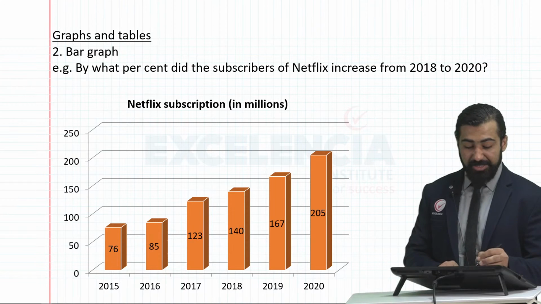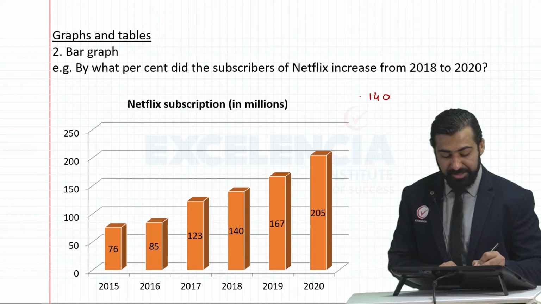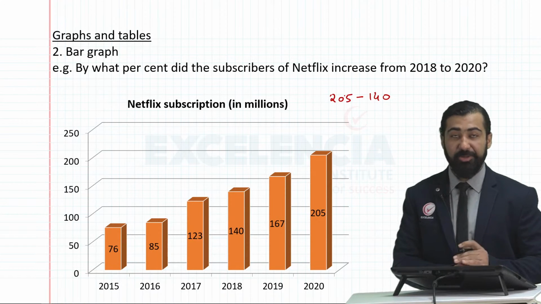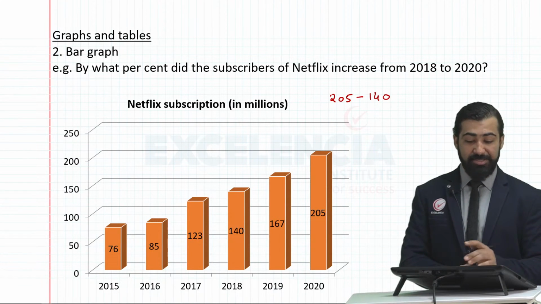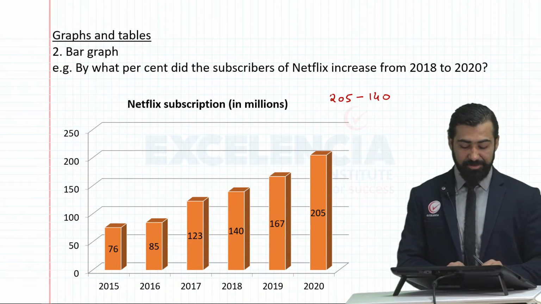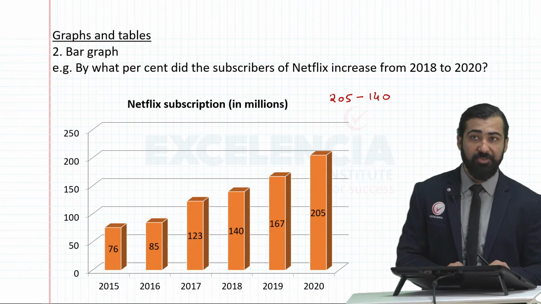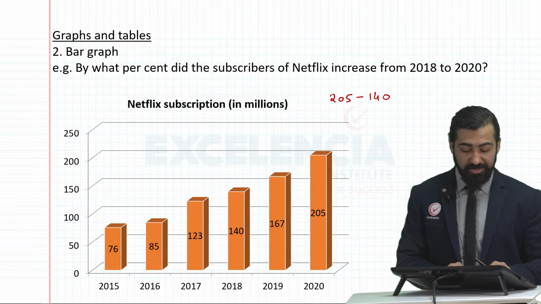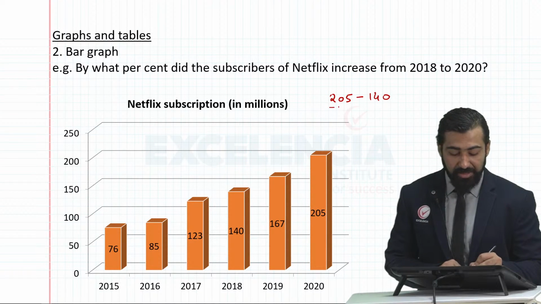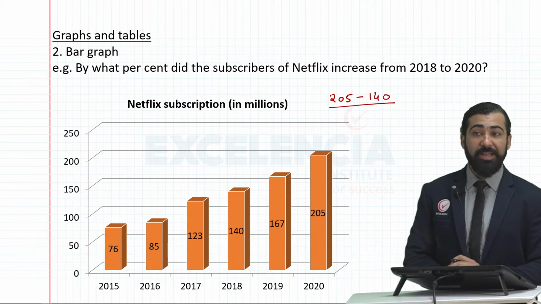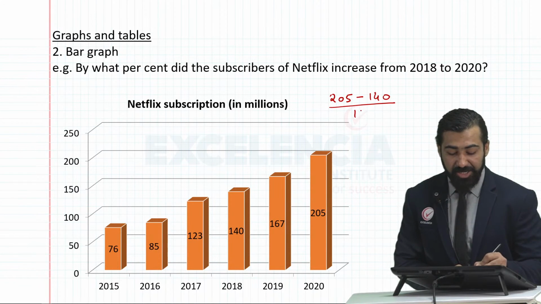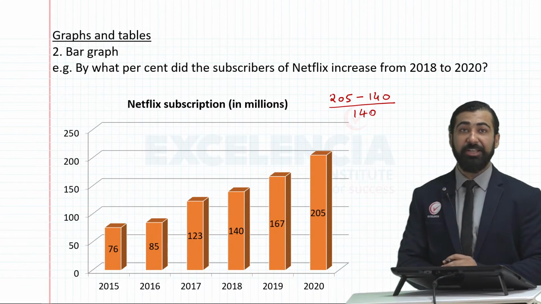So in 2018, we had 140 subscribers. In 2020, we had 205 subscribers. So total increase is 205 minus 140. How much is the change of subscribers from 2018 to 2020? It's a positive change because value has increased. So that's why I did 205 minus 140. Divide by, since I'm comparing with respect to 2018, the numerical value of 2018.